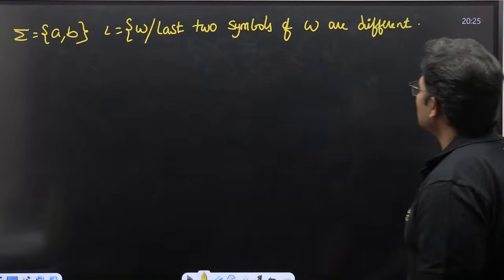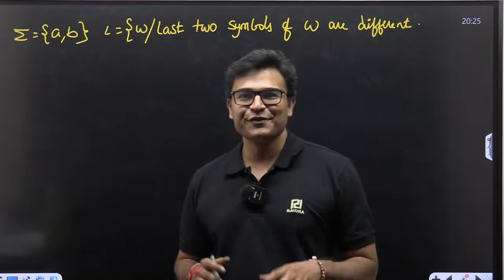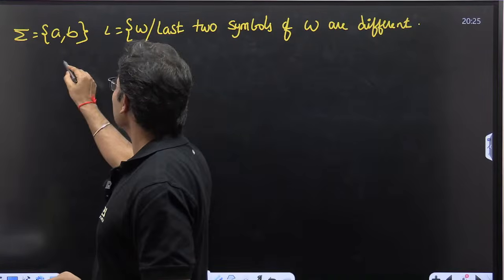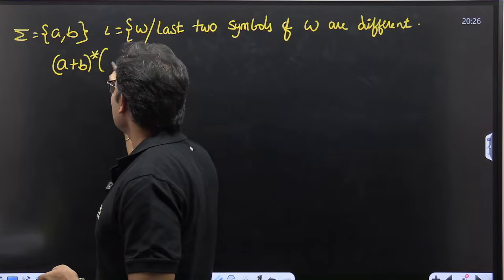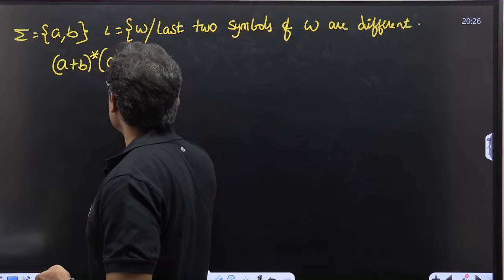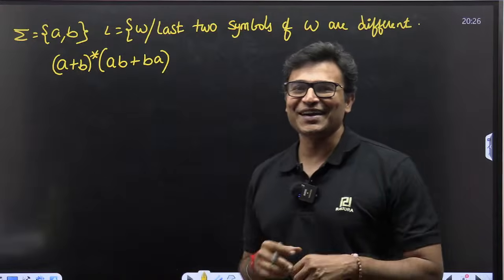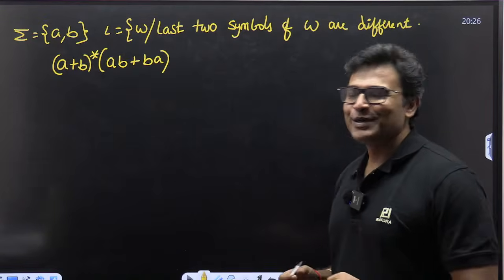So the last two symbols are different. For this, everyone has given the regular expression. Everyone knows the regular expression for this, right? Last two symbols are different means initially there can be anything, (A+B)*, and the last two symbols are going to be either AB or BA. This part everyone has answered. There is nothing in that, right? And the NFA also, people are not able to do it.